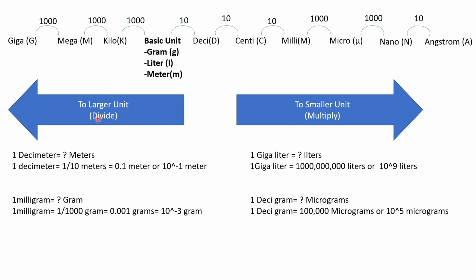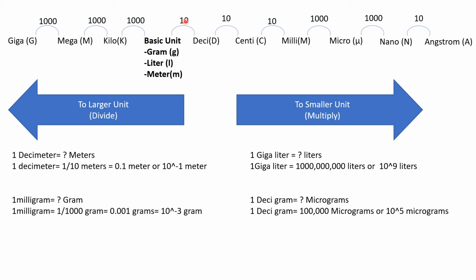Let's try another example. 1 milligram. So here's my milligram. I want to figure out 1 milligram is equal to how many grams? So how many loops do you have? You have 3 loops, each worth a 10. So I'm going to say 1 divided by 1,000.